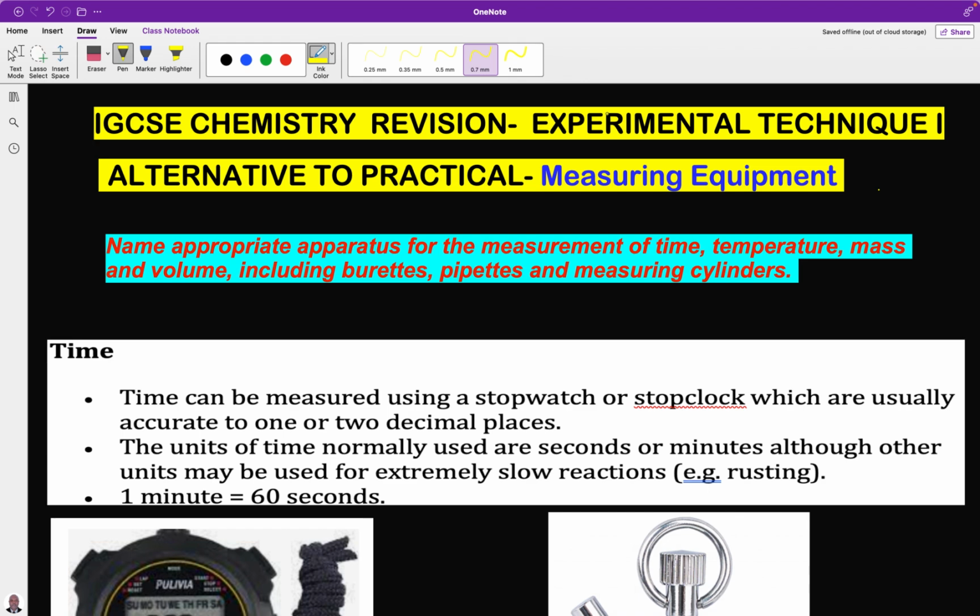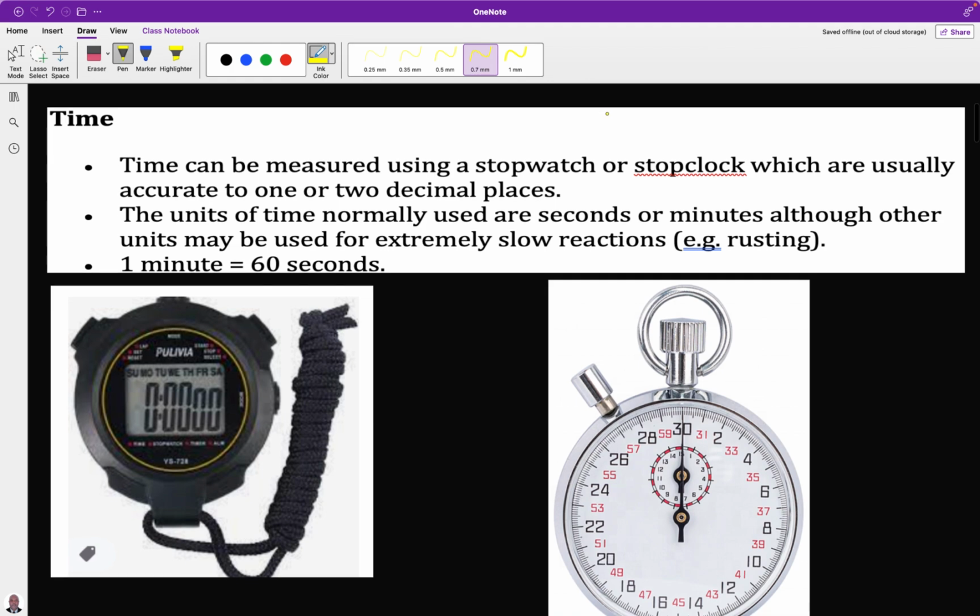Time is an important factor that is used in the measurement of rate of chemical reaction in the laboratory. The speed at which a chemical reaction takes place, the factor that is very important there is time. And time can be measured using a stopwatch or a stop clock, which are usually accurate to 1 or 2 decimal places.